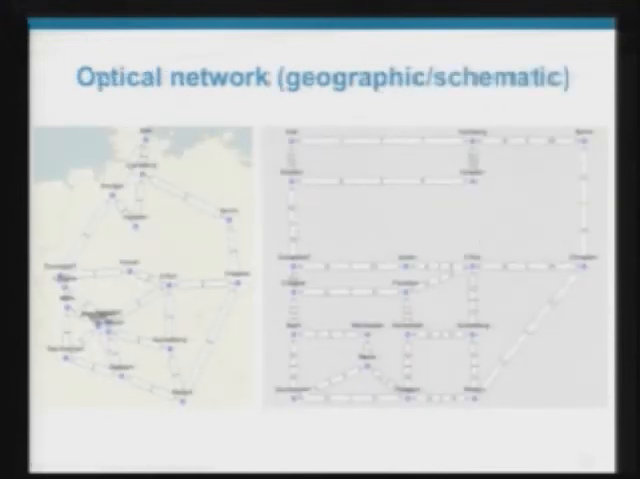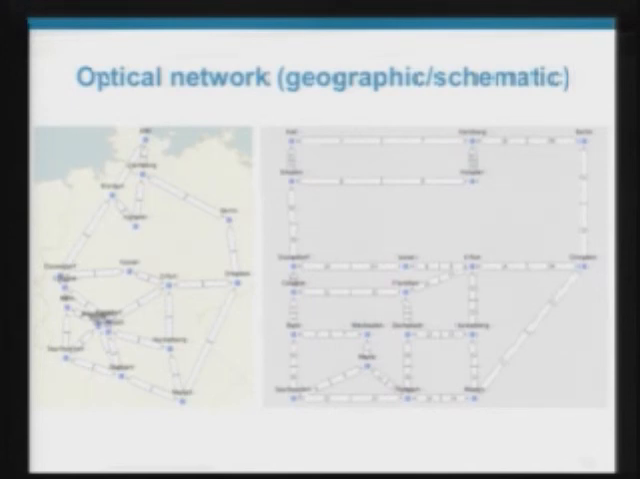The optical network itself, again, I've been told this is pretty realistic for a German optical network. It's a little bit difficult to see the geographic layout, so there's a schematic layout presented here. Okay, lots of rings, nothing terribly unusual.